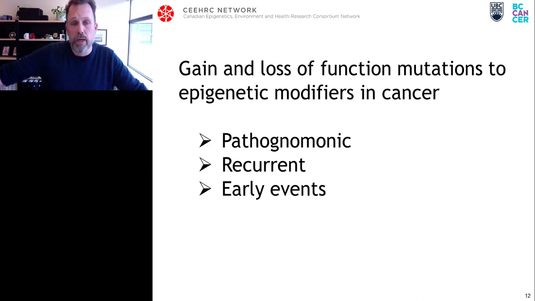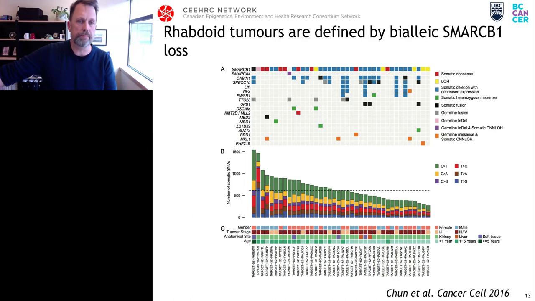For example, in a pediatric malignant rhabdoid tumor, almost 100% of these tumors contain biallelic loss or mutations which drive biallelic loss of an epigenetic modifier called SMARCB1. They're recurrent, so we see them at very high frequencies in some tumors. For example, in glioma, we see gain of function IDH mutations in nearly 80% of low-grade glioma. And now we can look at very high resolution at pretumorous lesions, and we can see that these epigenetic modifying mutations are very early events. And I'll talk a little bit more about that as I go through the presentation.